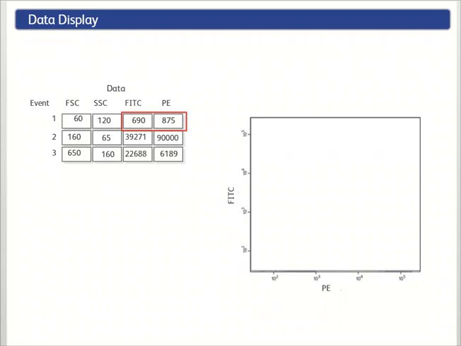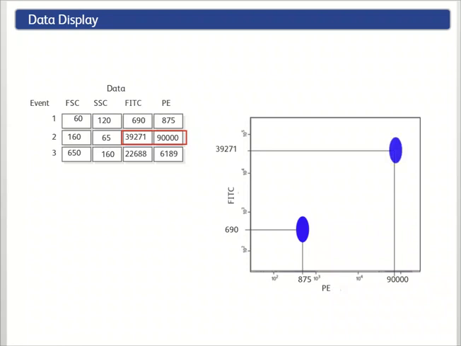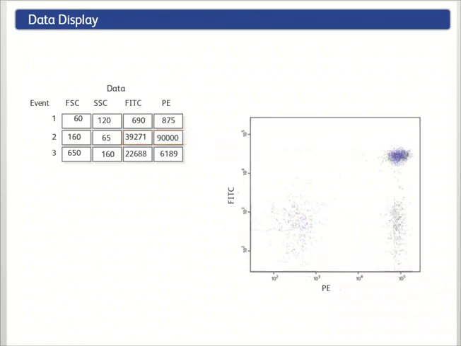The FITC value for event 1 is 690, and the PE value is 875. The dot that represents event 1 is mapped on the plot at coordinates 690 on the FITC axis and 875 on the PE axis. The FITC value for event 2 is 39,271, and the PE value is 90,000. The dot that represents event 2 is mapped on the plot at coordinates 39,271 on the FITC axis and 90,000 on the PE axis. We can see that after many single events are graphed together, populations start to emerge.